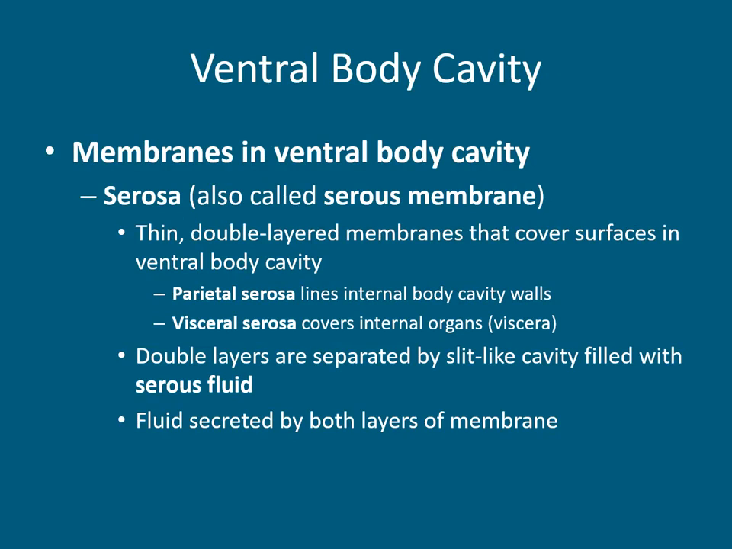The ventral body cavity membranes are called the serosa, or the serous membrane. It's a very thin, double-layer membrane that's going to surround that ventral body cavity. The parietal serosa lines the internal body cavity walls, whereas the visceral serosa covers the internal organs, which once again are referred to as your viscera. There is a fluid between those two layers that helps to reduce friction.